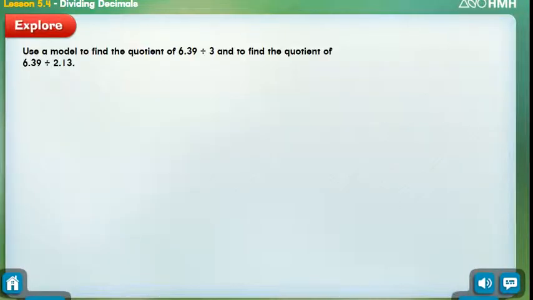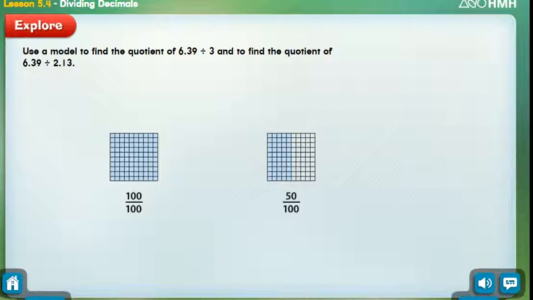How can you use a decimal grid to model decimal division? Use a model to find the quotient of 6.39 and 3 and the quotient of 6.39 and 2.13. Remember that a decimal grid has 100 squares. Each square represents 1/100th. To model 1 or 100 hundredths, shade an entire grid. To model 0.5 or 50 hundredths, shade half of the grid, or 50 squares. To model 13 hundredths, shade 13 squares.